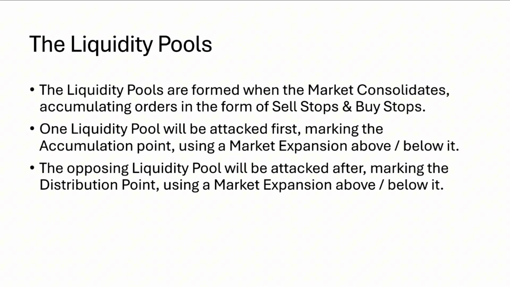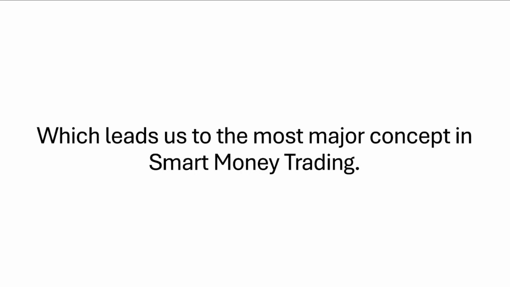The liquidity pools are formed when the market consolidates, accumulating orders in the form of sell stops and buy stops. Everything that I've talked about prior to this moment. One liquidity pool will be attacked first, marking the accumulation point using a market expansion above or below it. The opposing liquidity pool will be attacked after, marking the distribution point using a market expansion above or below it. Which leads us to the most major concept in smart money trading.